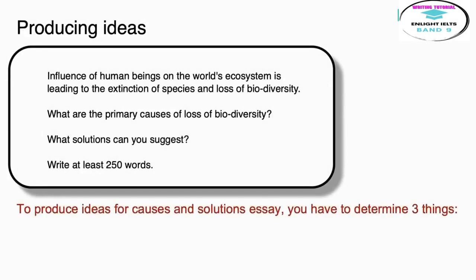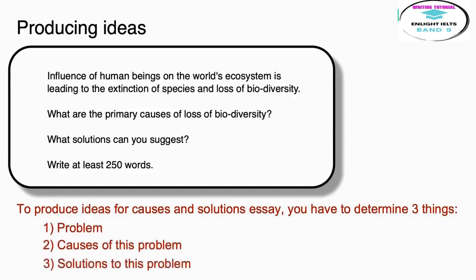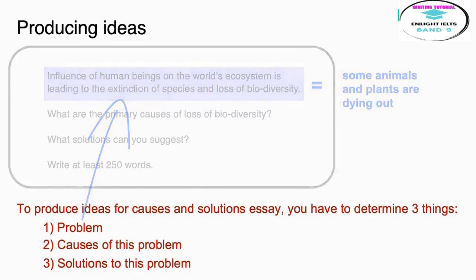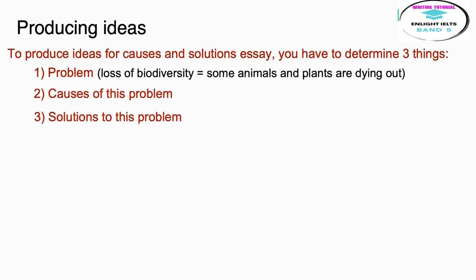To produce ideas for causes and solutions essay, you have to determine 3 things. First is a problem. Second are causes of this problem. And third are solutions to this problem. The problem is already given in your question card. It's loss of biodiversity. Or in other words, some animals and plants are dying out. Now let's think about its causes and solutions.